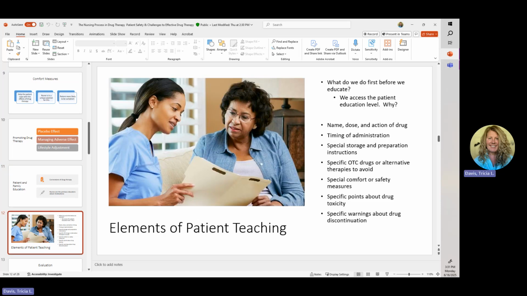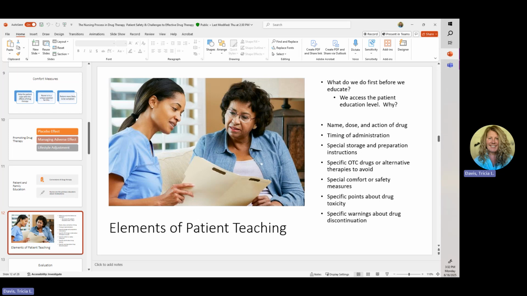So what are some elements of patient teaching? You definitely need to know this for your exam. This is going to be on your exam. So what do we do first before we educate a patient? We need to assess their education level. We need to be able to meet them where they are and make sure that they understand what we're talking about. If you're educating a doctor, you may be able to use all your nursing words with them because it's terminology that they're familiar with, okay? If you're educating someone who never worked in the medication field, that maybe only went to high school and graduated 12th grade, they might not have the same understanding, okay?